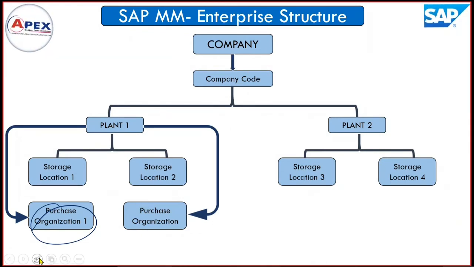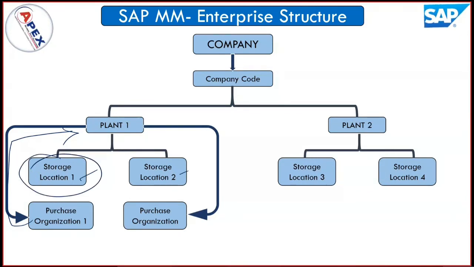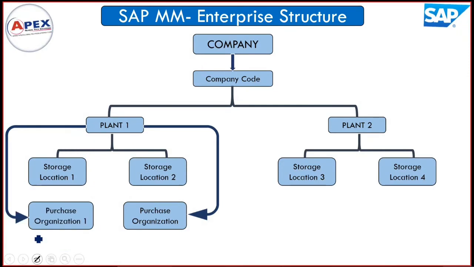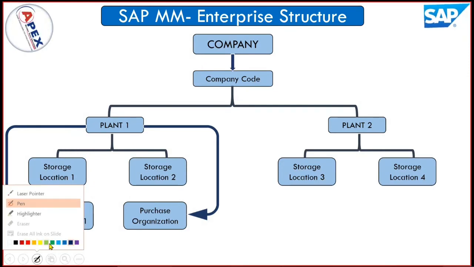See, purchase organization is a part of a company. Plant is also a part of a company. Purchase organization is the part of the company where the purchasing activity will occur. Okay. So that is where we do all the activities related to purchasing. And that purchasing activity will always be connected with the plant, not with the storage locations. Storage location is only used to store the materials. Okay, fine.